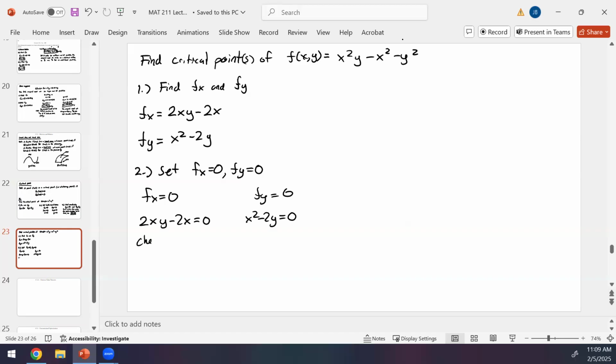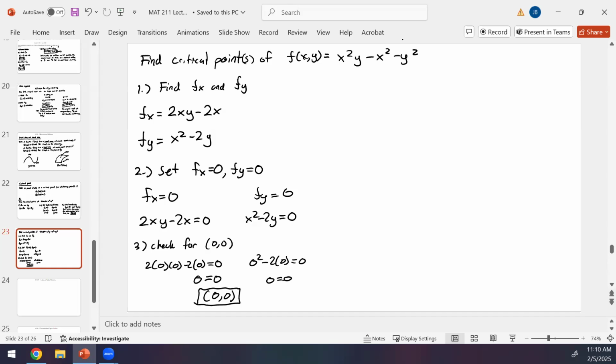So checking, sorry, we'll make that step 3. Check for 0, 0. And so 2 times 0 times 0 minus 2 times 0 equals 0. And then 0 squared minus 2 times 0 equals 0. 0 equals 0, 0 equals 0. So 0, 0 is an answer. And you just got a solution by checking the values. Now, step 4 is going to be solve equations.